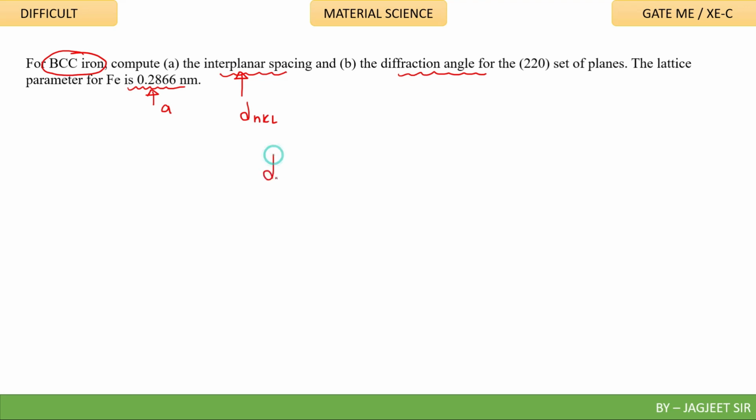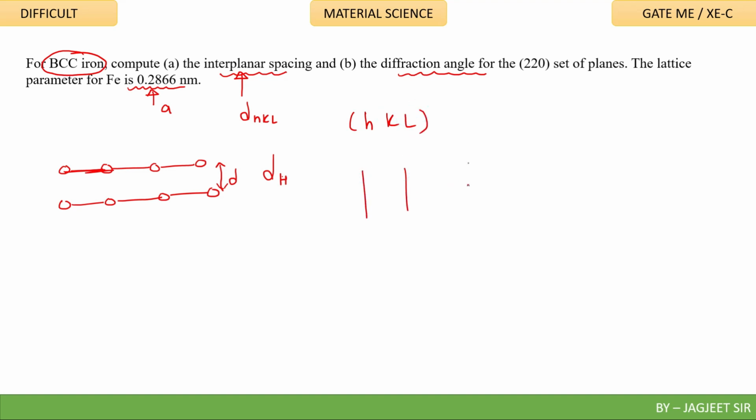The formula for calculating the interplanar spacing: what is the meaning of this? If this is one plane of atoms and this is the second plane of atoms, you have to calculate the distance between them. Now you know the Miller indices of the plane. Remember that if the Miller indices of a plane are hkl and two planes are parallel, like this is one plane, this is the second plane, this is the third plane, then the Miller indices for these planes are going to be the same, because the planes are parallel, so they are equivalent.